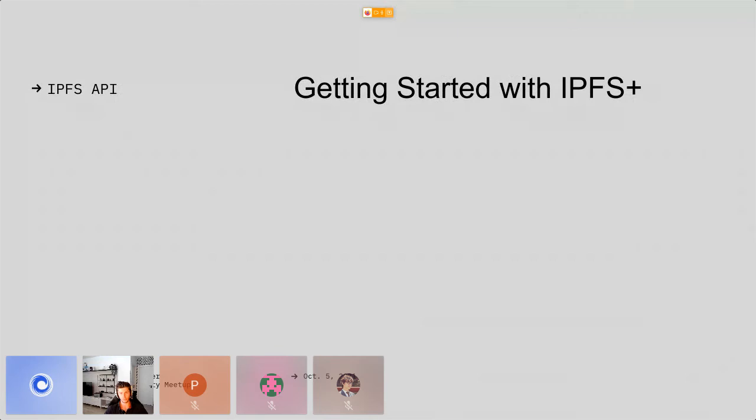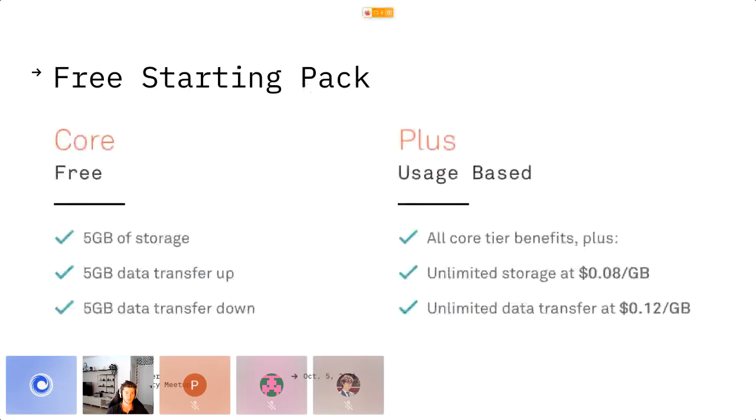So all this sounds cool. How can you get started, right? Infura offers a starting pack, which is pretty large for an application. You will get 5 gigabytes of free storage and monthly transfers. And if your application gets more popular and you are going to need more storage, more transfer, you can just upgrade to Plus. Again, no other changes necessary, and you will unlock all the benefits of using Infura as an IPFS provider by having that unlimited storage, unlimited transfer, and performance that you need.